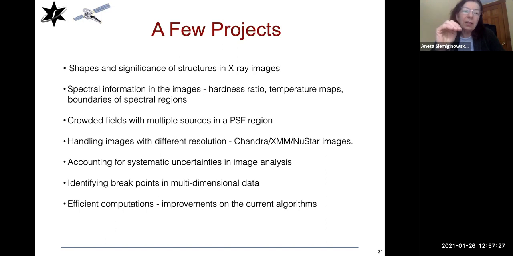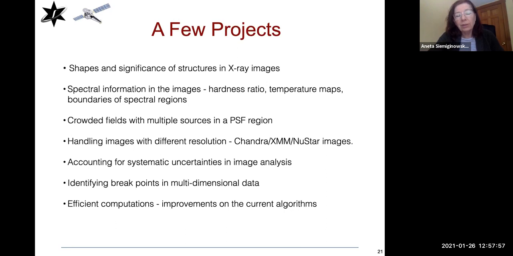Then taking information about the spectrum into our analysis is something we haven't done in LIRA. LIRA can process the images in soft and hard bands, so in different energies, and you can do ratios, or you can try to get the temperature maps of these regions or the boundaries of the spectral regions, which we haven't done so far, and that's completely open.